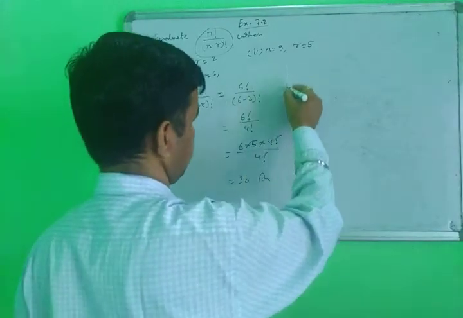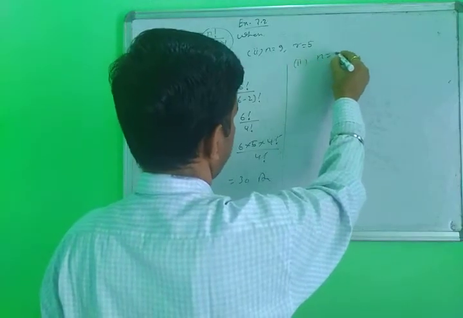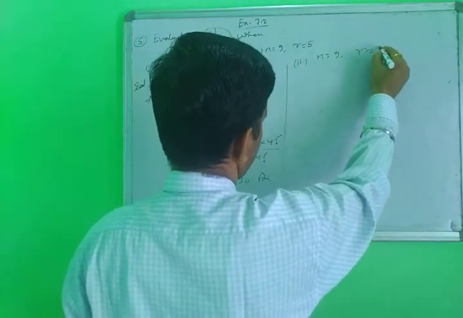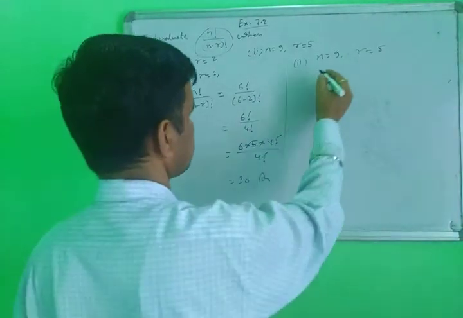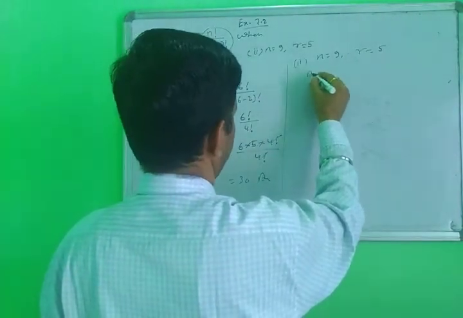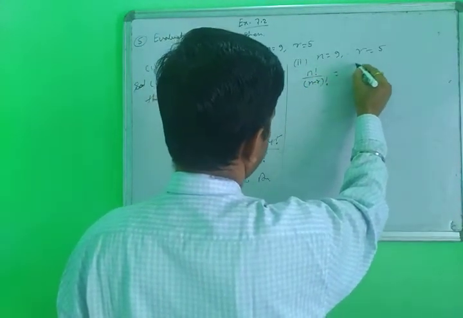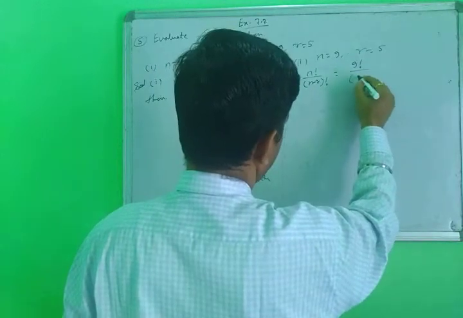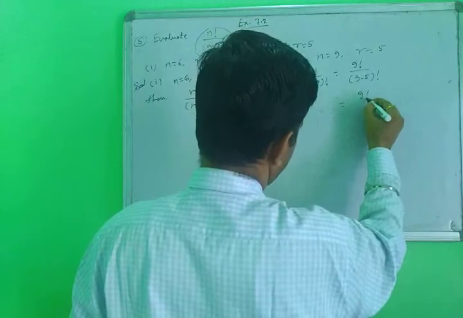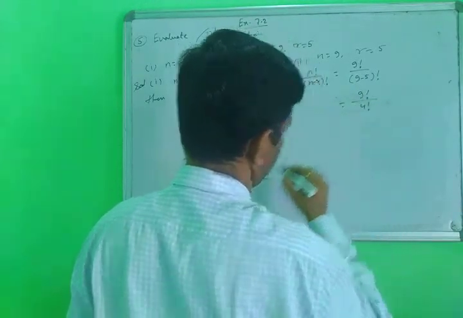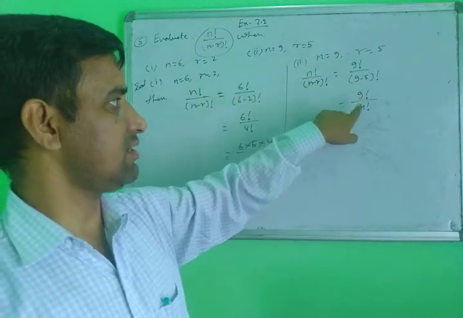In the second part, n equals 9 and r equals 5. The solving method is the same, but the calculation is different. n factorial upon (n minus r) factorial. So factorial 9 upon factorial of 9 minus 5, which is factorial 4. Suppose you put the value of n as 9, and 9 minus 5 results in 4.